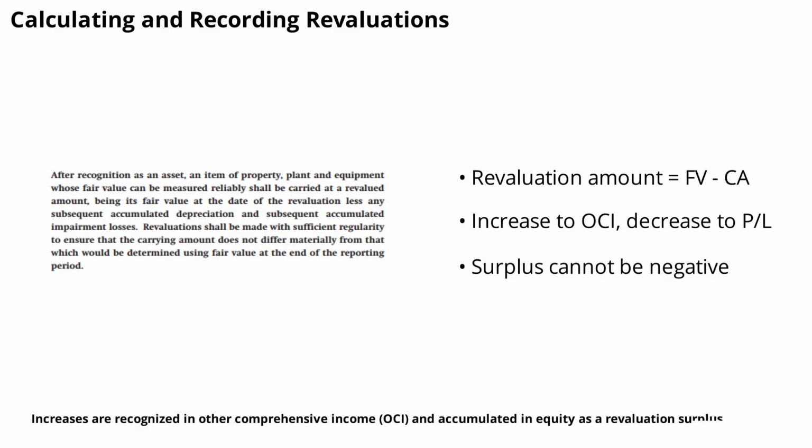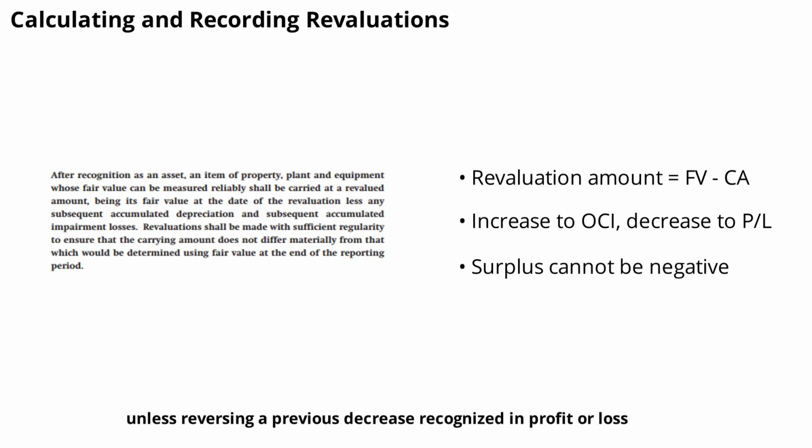Increases are recognized in other comprehensive income, OCI, and accumulated in equity as a revaluation surplus, unless reversing a previous decrease recognized in profit or loss. Decreases are recognized in OCI to the extent of any existing surplus, with any excess taken to profit or loss. This ensures that gains and losses are appropriately reflected in financial statements. Let's look at a practical example next.